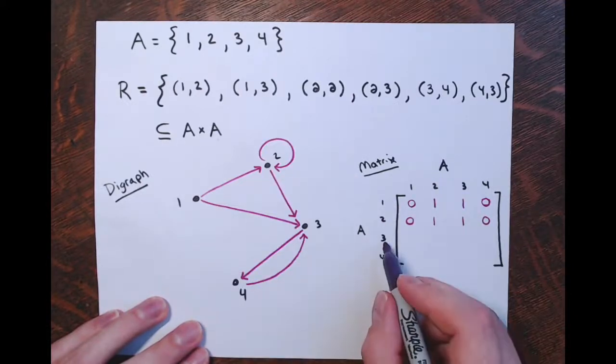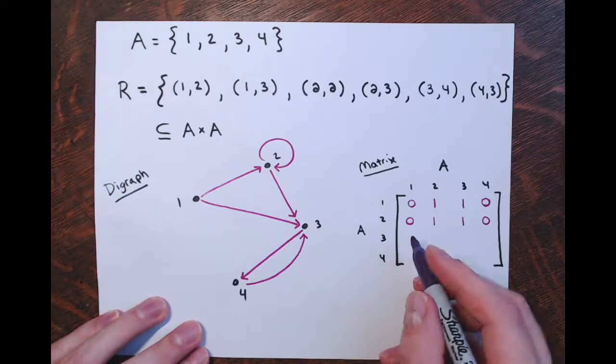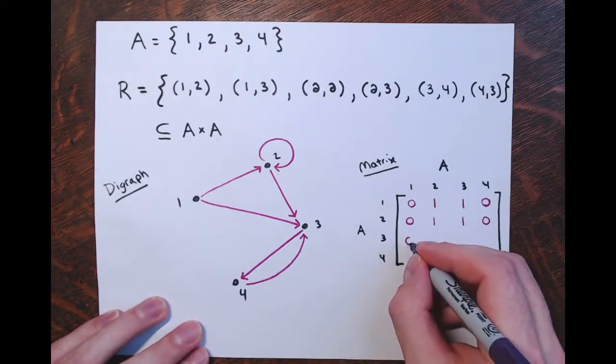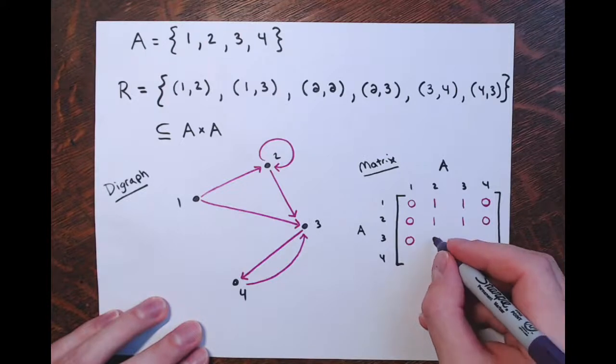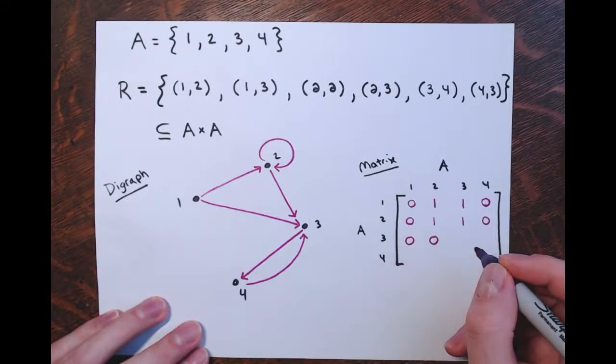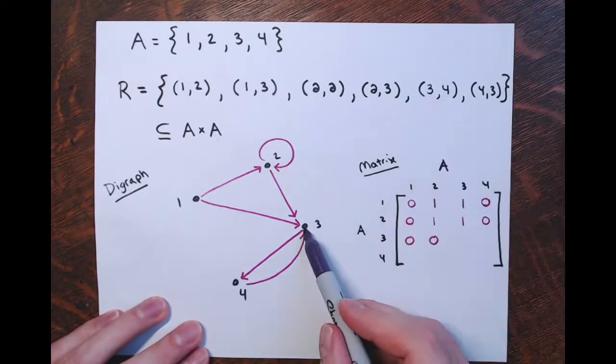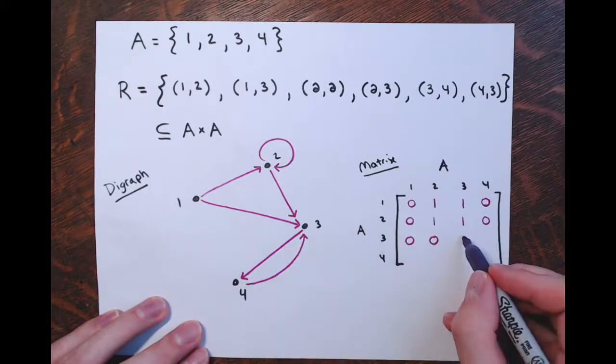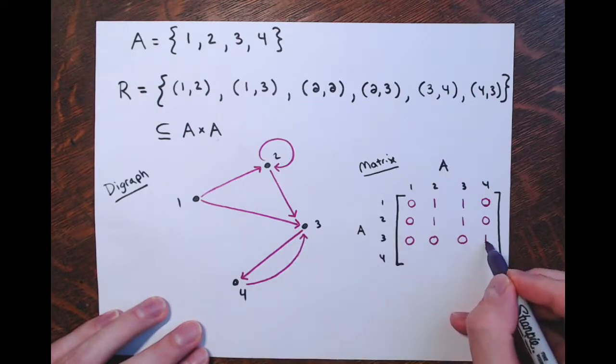Now for the row for 3. Is 3 related to 1? Nope. Is 3 related to 2? Nope. The only one 3 is related to is 4. There's only an arrow coming off of 3 to 4, so I got 0, 0, 0, and then 1.